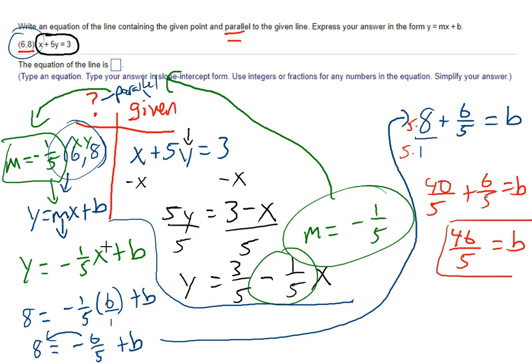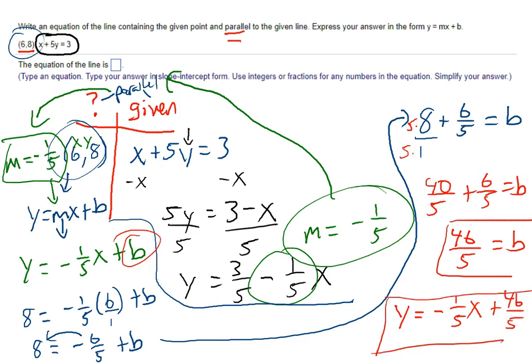So we're going to plug it back into our formula over here. My final answer is going to be y equals negative 1/5 x plus 46 over 5. And that is the equation for the line that is parallel to x plus 5y equals 3 and contains the point (6, 8).